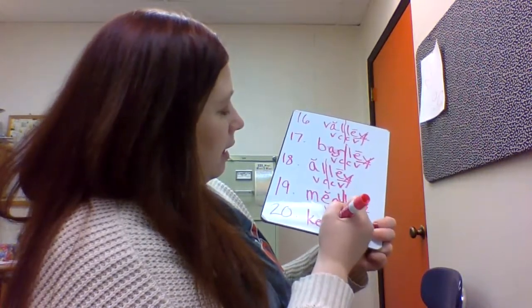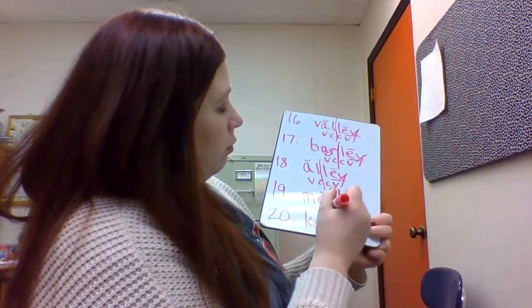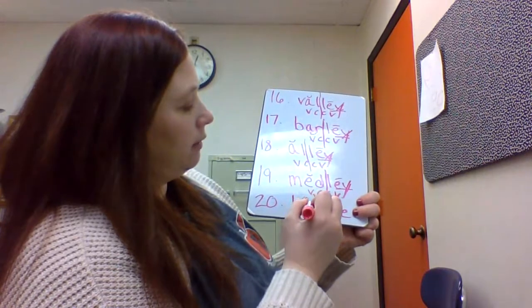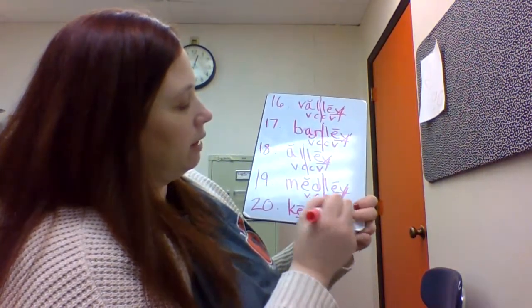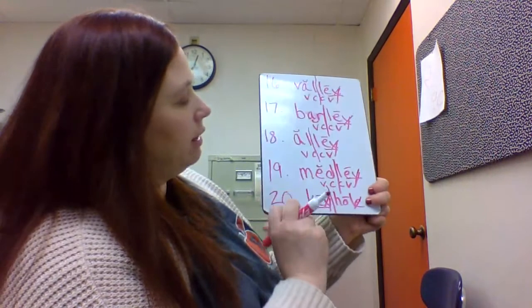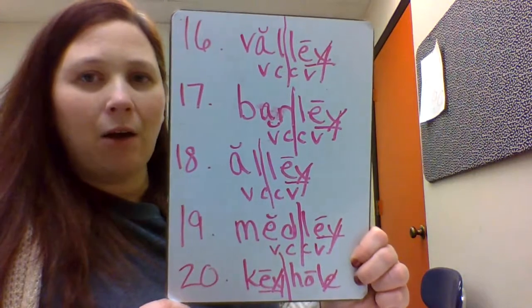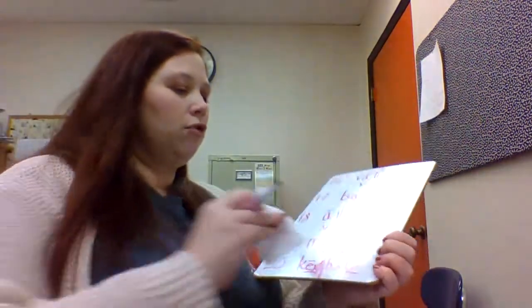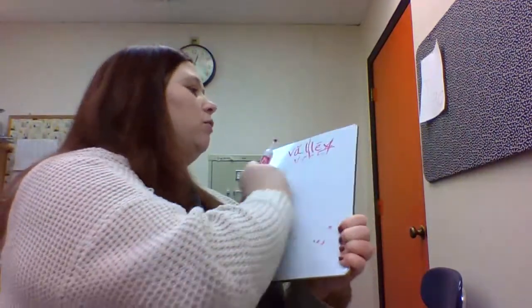Number 20, keyhole. This is a compound word because we have key and hole. So we'll just draw a line between the two. Here we have the EY digraph, the E gets the macron, the Y gets crossed off, and then here we have vowel consonant E, so our E is silent and sneaky, and our O gets a macron. Go ahead and make sure you have all of that down before we move on. And draw a line from whatever word matches the picture over to the right.